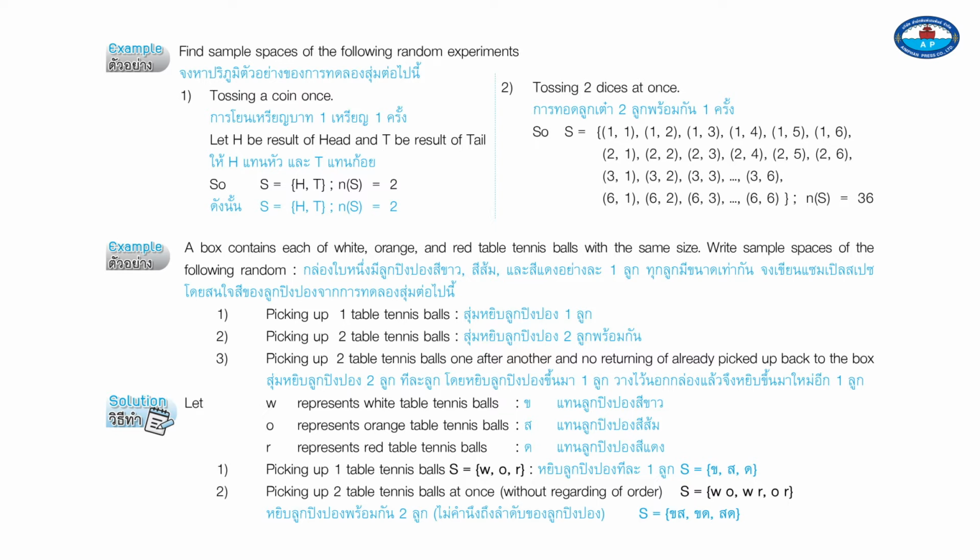Solution: let W represent white table tennis balls, O represent orange table tennis balls, and R represent red table tennis balls. 1. Picking up 1 table tennis ball, S equals {W, O, R}. 2. Picking up 2 table tennis balls at once, without regard to order, S equals {WO, WR, OR}.